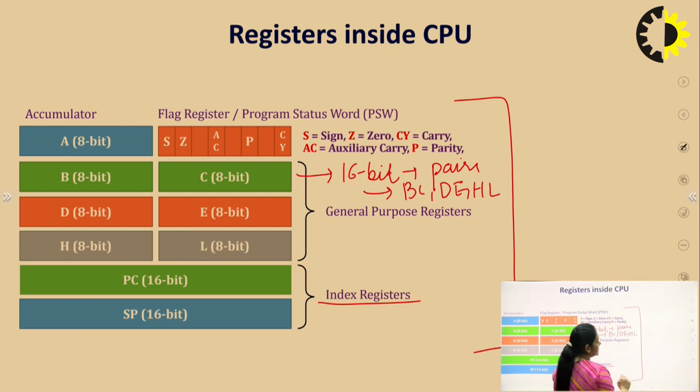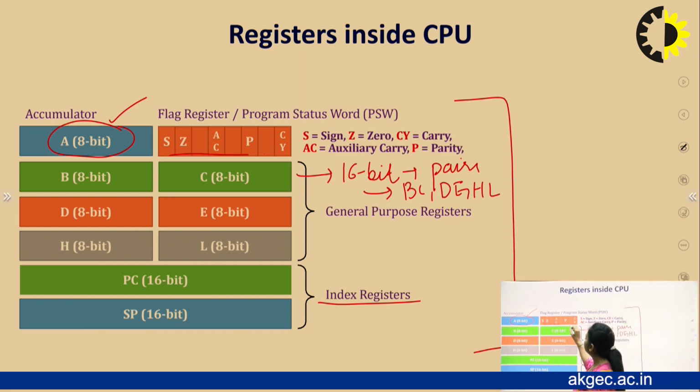These 2 are index registers: stack pointer and program counter. Accumulator is a special purpose register. The results of the arithmetic and logical operations are stored in the accumulator. And this is the flag register. There are 5 flags. We have also discussed this in detail in the architecture.